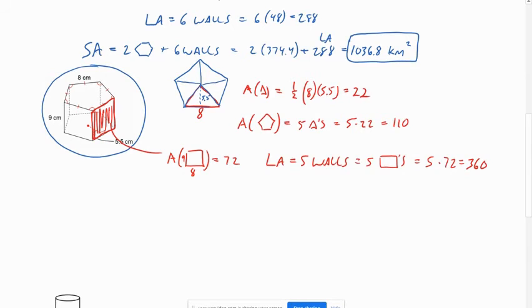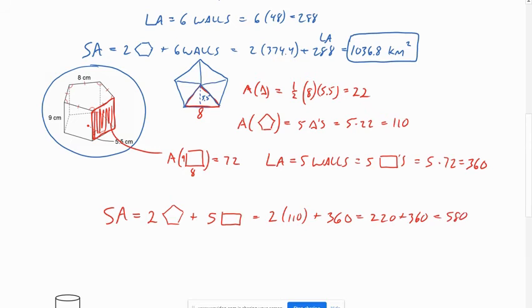So now we have everything we need to find the surface area. The surface area is 2 pentagons, that's the top and the bottom, plus 5 rectangles. So that's 2 times 110, plus the lateral area is 360. That's our 5 walls. So that's 220 plus 360, which is 580, and that's going to be in square centimeters.